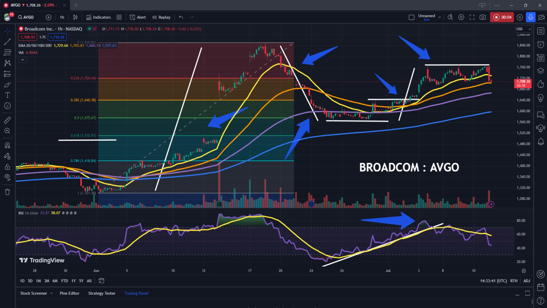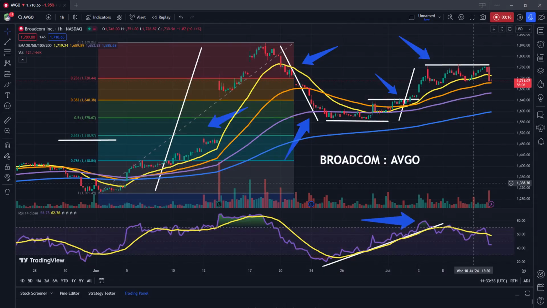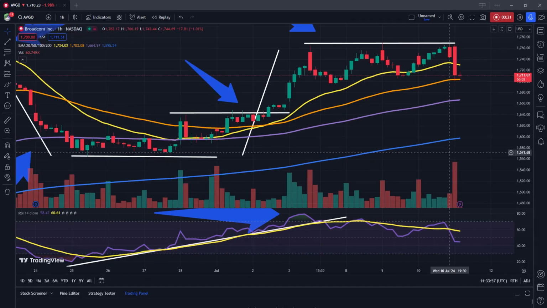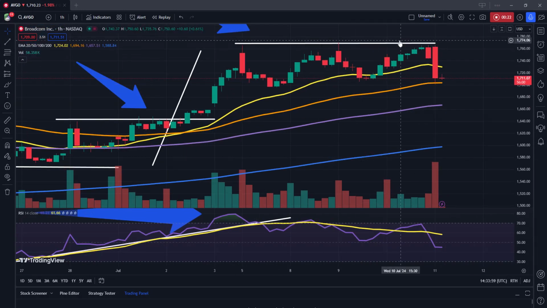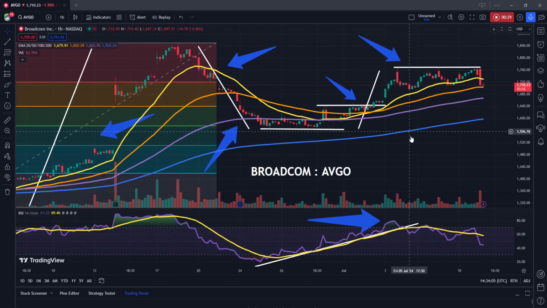Here we have the hourly price chart for Broadcom Incorporated, stock ticker AVGO. Here we can see that the trading volumes are spiking in the negative direction to start the trading session on Thursday. Currently, we have some fairly significant selling pressure developing at an important level of resistance that's going to need to be addressed relatively soon.